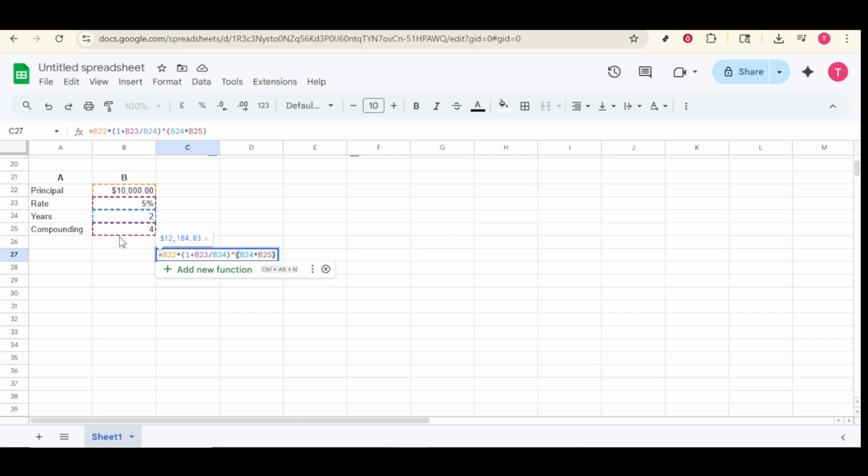Start by opening a new sheet where you'll enter your data. In the first column, under cell A1, type Principal. Then move over to cell B1 and enter the principal amount you have or want to invest. For instance, we will use $10,000 as our example principal amount.